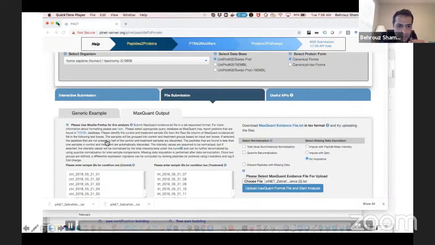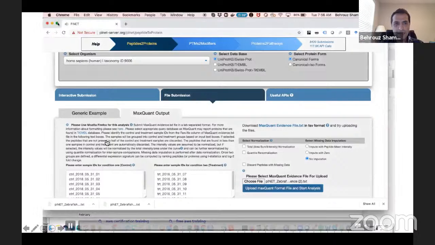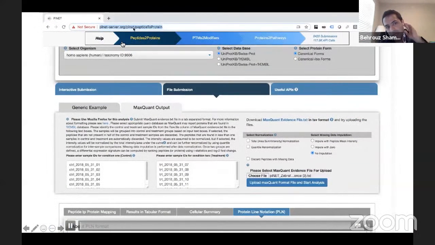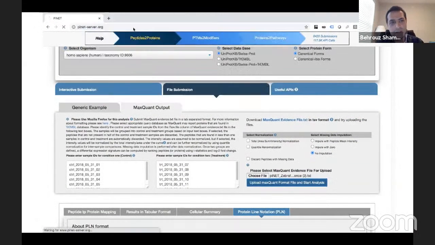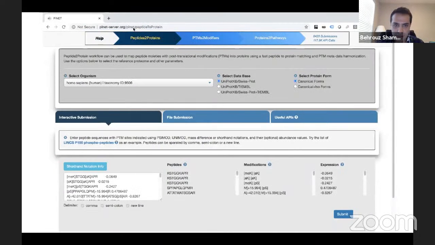PINET, that's the URL, pinet-server.org, gets us to this landing page. It has 3 workflows, as you can see on the top. The first one is peptide to protein mapping. So the data should be already processed. We should have the peptide level. Just peptides would be enough, but if we have expression values, that would be better.